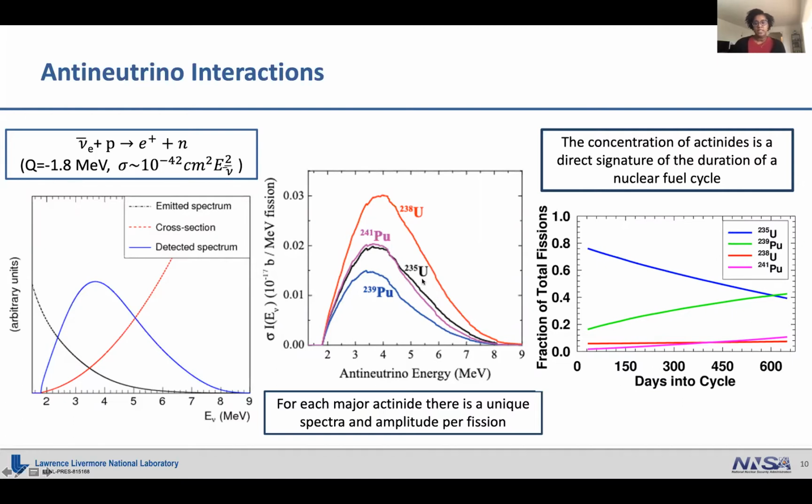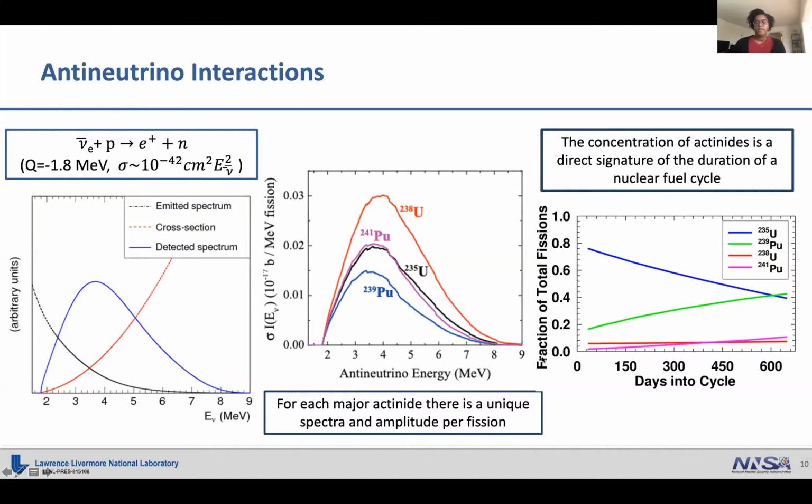And so why this is interesting is you can actually infer some information about what's going on in a nuclear reactor, right? So for instance, if I look at this figure on the right, it shows the days into the cycle and the fraction of total fissions for different isotopes.